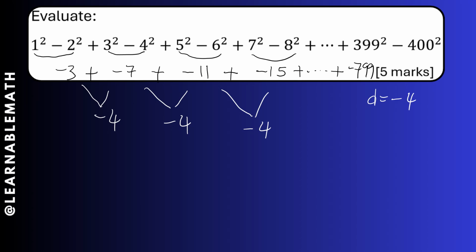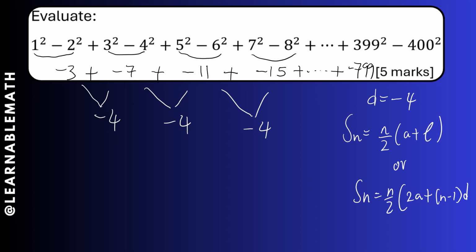Of which, to find the sum, the formula is Sn equals n over 2 times a plus the last term, or Sn equals n over 2 times 2a plus n minus 1 d. The two formulas can be used, but in this case, because we have the last term and we can see the last term is negative 799, we can choose the one that includes the last term. So to evaluate this series, I'm going to use the formula Sn equals n over 2 times a plus last term.